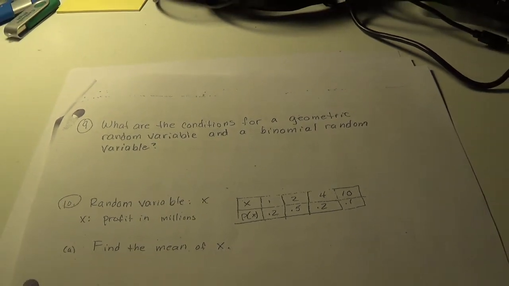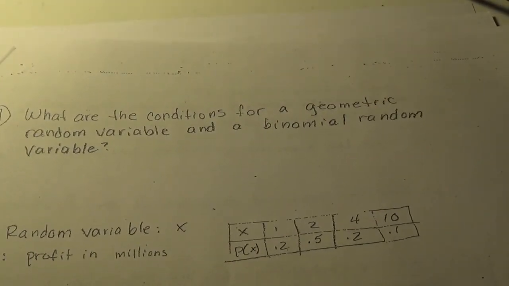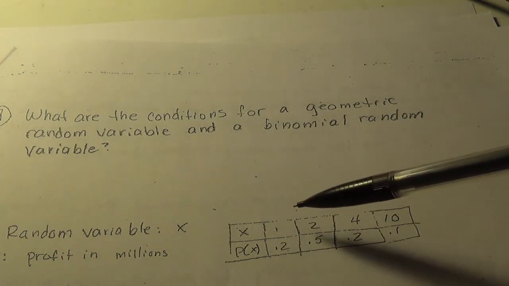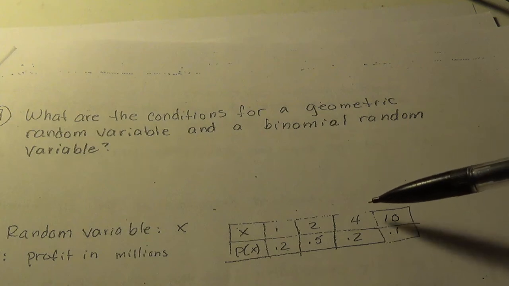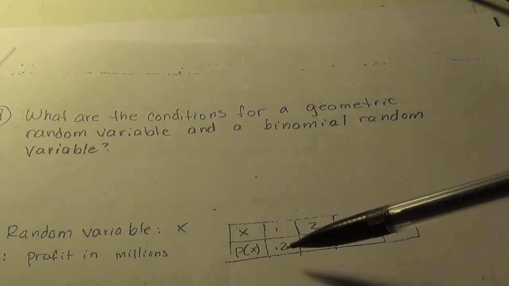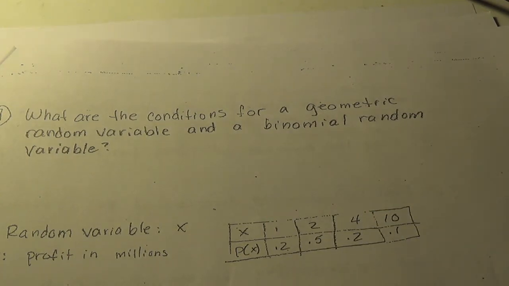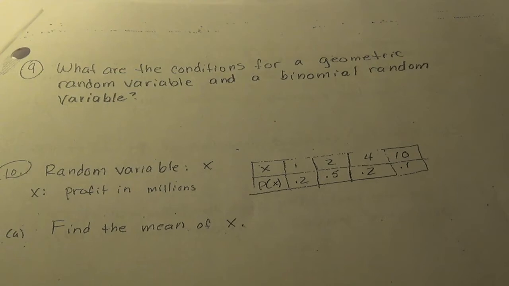So let's pick it up here where we have this table, and it's a random variable. The possibilities are a profit of 1 million, 2 million, 4 million, and 10 million. And here are the probabilities of those happening. You notice they add up to 1, the probabilities. Now, we were asked to find the mean.